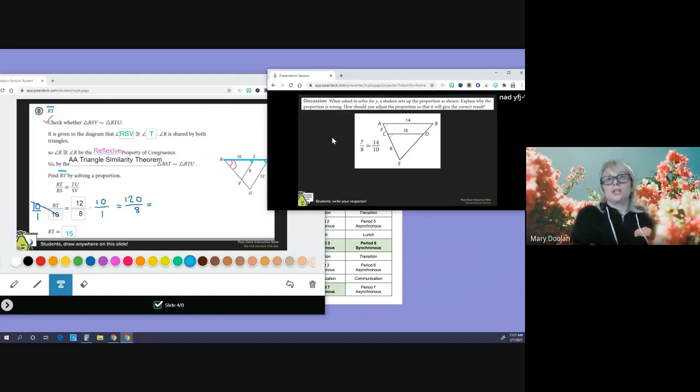And then how would you adjust the proportion so that it will give the correct result? So they looked at this problem and they decided, all right, these are two similar triangles for the same reason that we had two similar triangles on the last slide. They share angle, the measure of angle A and the measure of angle DCE or angle ECD.